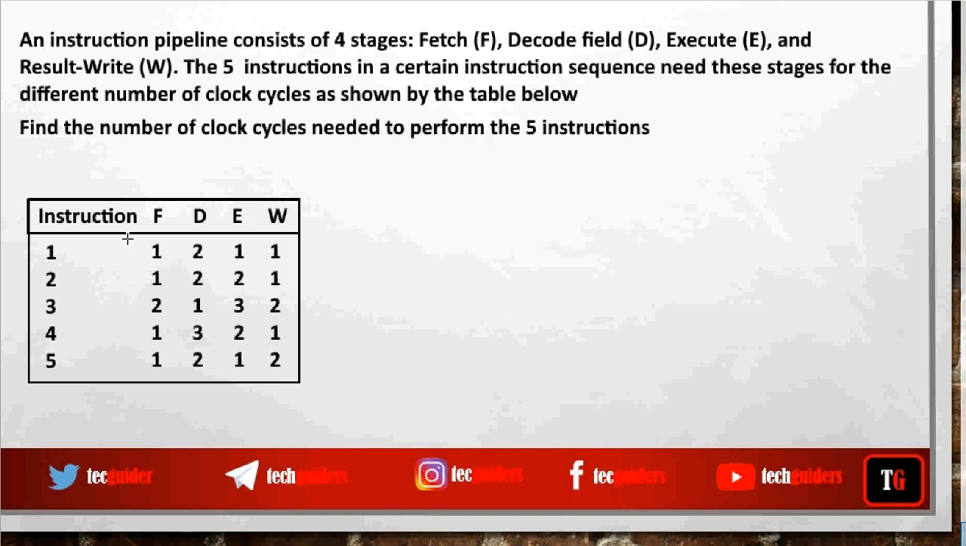So here the difference is, for each instruction, the number of cycles required for each phase is different, and that is different for different instructions.